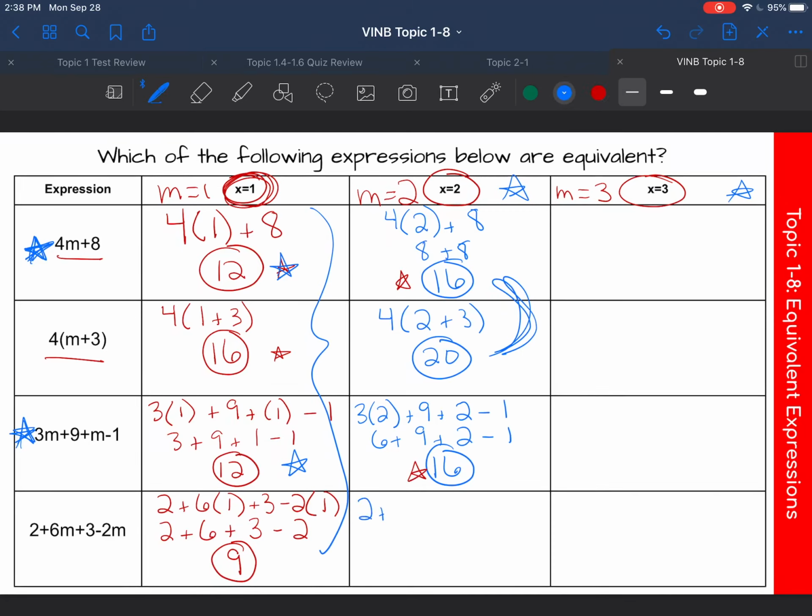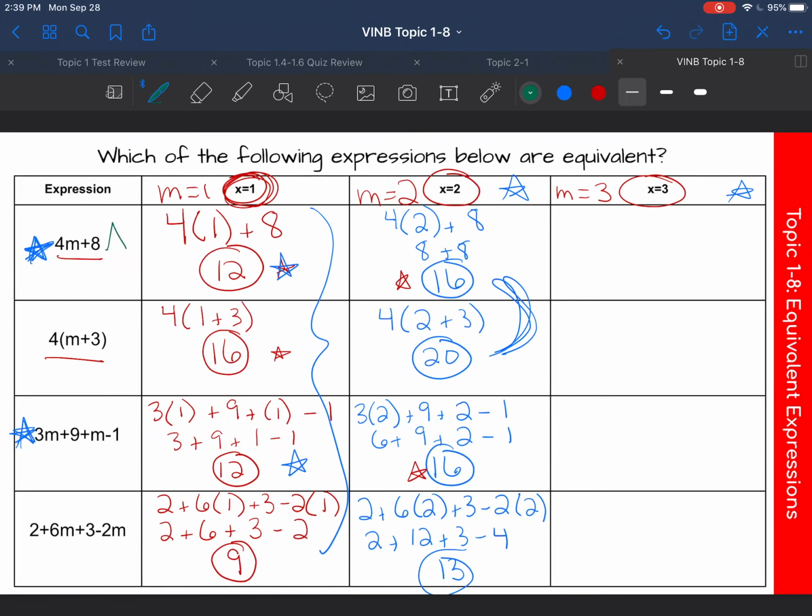Let's see. And then the last one, we have 2 plus, again, plugging in 2 for m, plus 3. Oh, not m. 2 again. We have 2 plus 12 plus 3 minus 4. 2 plus 12 is 14. 14 plus 3 is 17. 17 minus 4 is 13. All right, so that one we didn't get the same either.